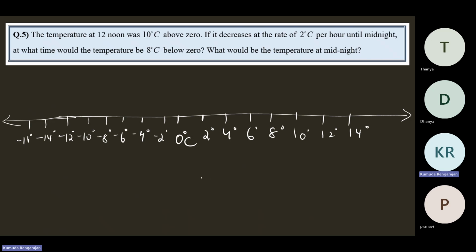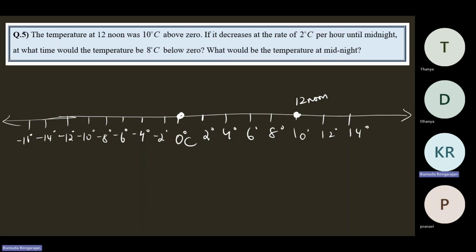Now the temperature at 12 noon was 10 degrees Celsius above zero. So this is 0, and 10 degrees Celsius above zero is here. This is the temperature at 12 noon. 10 degrees Celsius above zero means plus 10 degrees Celsius, not minus 10 degrees Celsius. Minus 10 degrees Celsius will be 10 degrees Celsius below zero. That's the temperature at 12 noon.